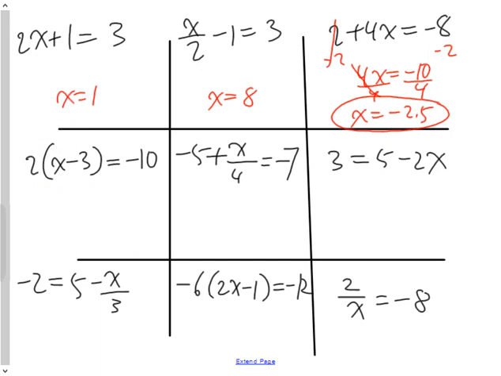But the other way to solve it is, instead of having two groups of x minus 3, if I divide both sides by 2, I would have one group of x minus 3 equals negative 5. I would then add 3 to both sides, and x would equal negative 2.